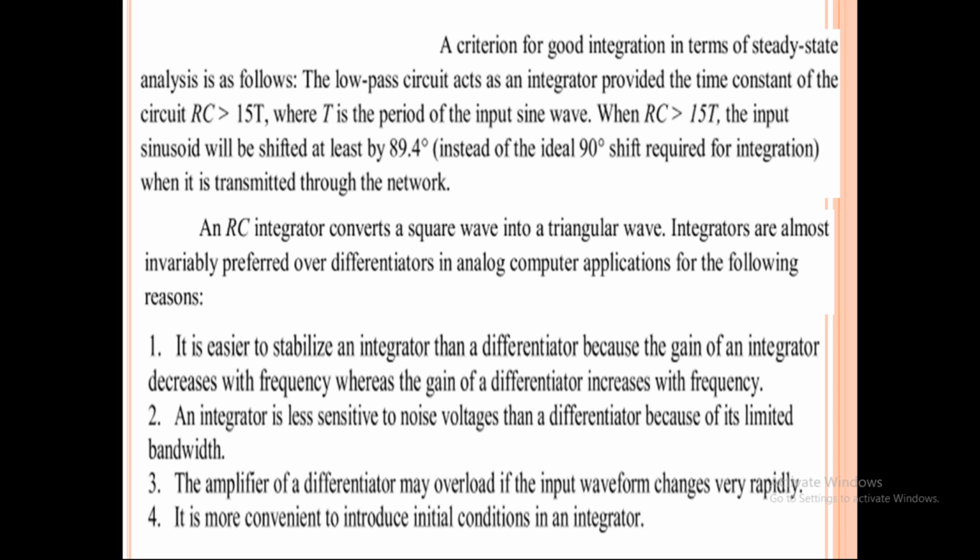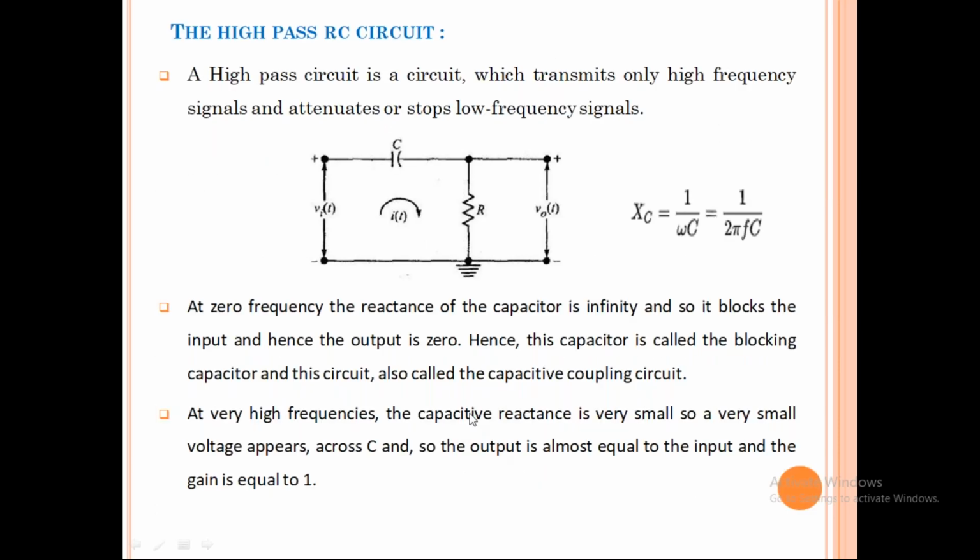Second point, the integrator is less sensitive to noise voltage than the differentiator because its bandwidth is low. Similarly, the amplifier of the differentiator may be overloaded. If the input fluctuates, then the differentiator, the high pass filter, is overloaded, but that does not happen with the low pass filter. And it is more convenient to substitute the initial condition in the integrator compared to the high pass.